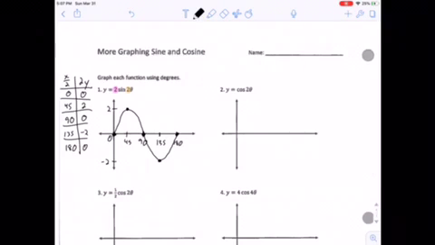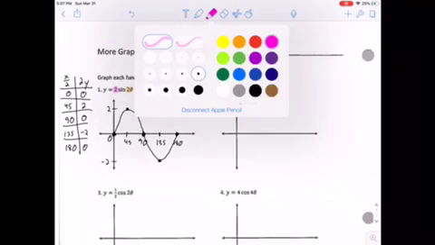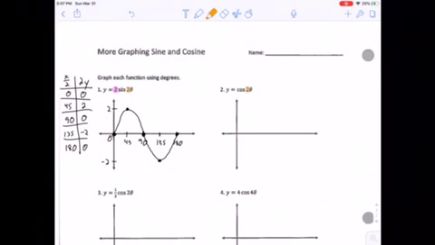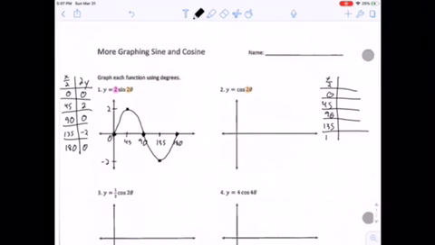Okay, looking at this one, we have 2 times the theta, so we have to do the x's over 2, which is exactly the same as what we had in our previous example. So 0, 45, 90, 135, 180. And our y's all stay the same. It's cosine, so you're starting at 1, then going 0, negative 1, 0, and back to 1.